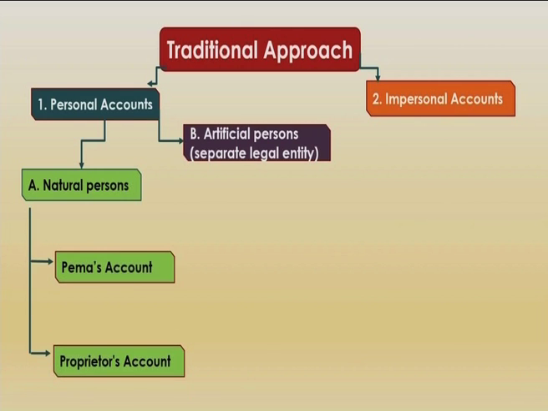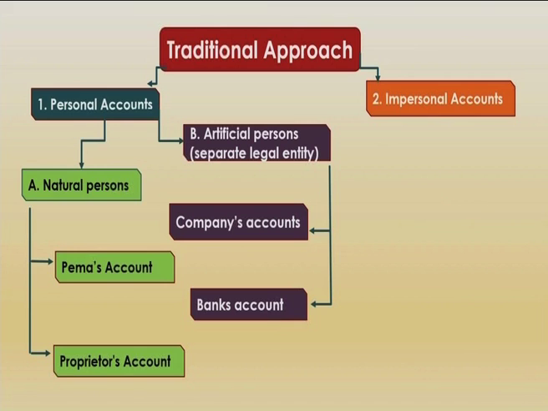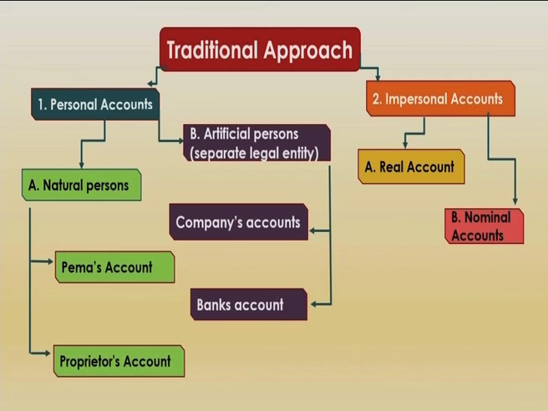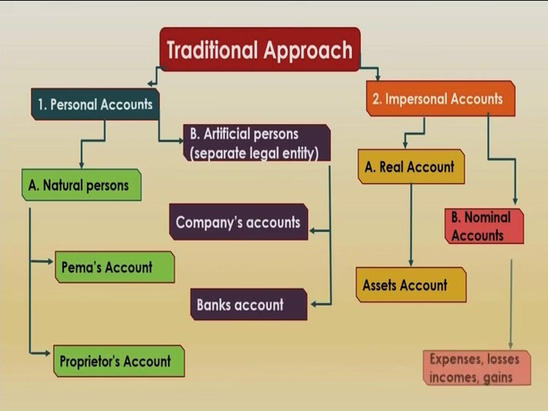Examples of natural persons' accounts can be Pema's account and proprietor's account, and examples of artificial persons can be company's account, bank account, etc. The second category is called impersonal accounts. Impersonal accounts are further divided into 2 categories: 1, real account; 2, nominal account. Real accounts are the accounts of assets, and nominal accounts are the accounts of expenses, losses, incomes and gains.